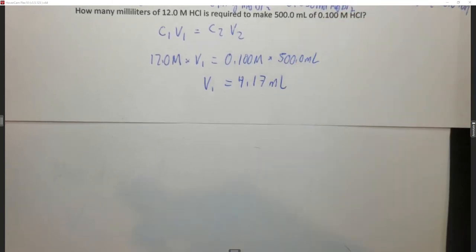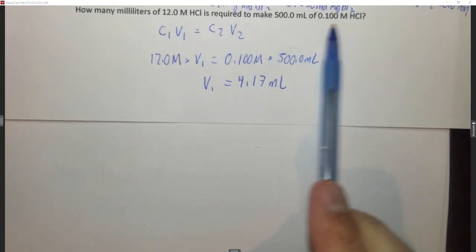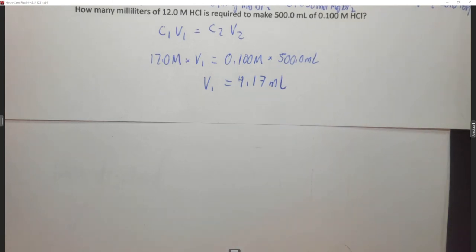So when we make HCl in a lab, this is what we purchase, and this is what we often put out for students. So to make half a liter of this, it only takes 4.17 milliliters of our stock solution.